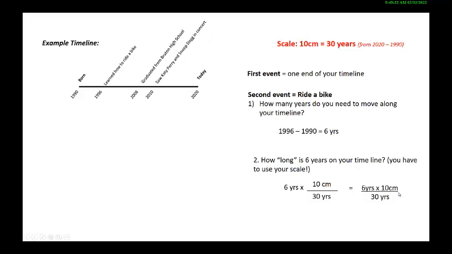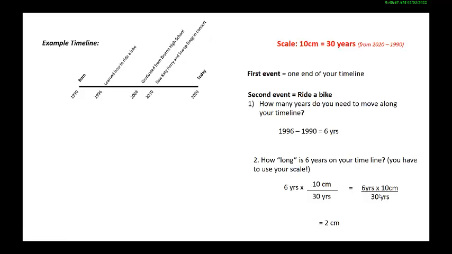Again, when I'm doing these types of conversions, I like to build the fraction first, then second, I like to look at the units to make sure that the units all cancel out and we're left with what we want. And if all of that works out, then the third thing I do is the math. So we're going to multiply 6 times 10, and then divide that by 30, and you're going to get 2 centimeters.